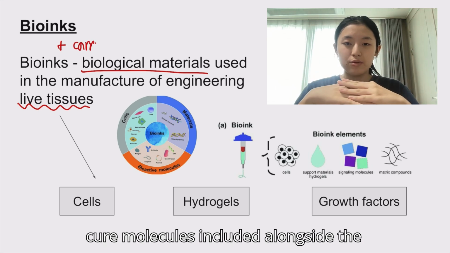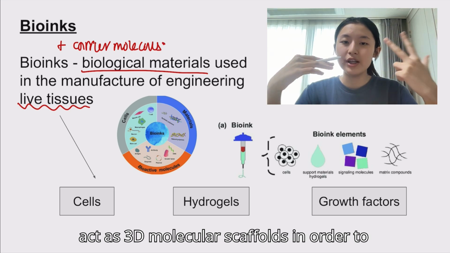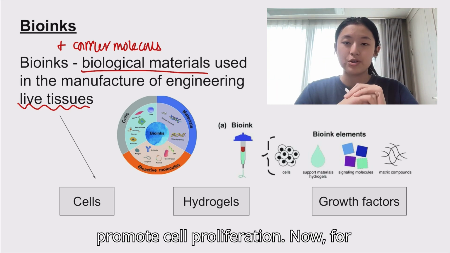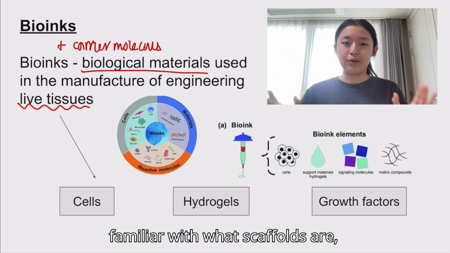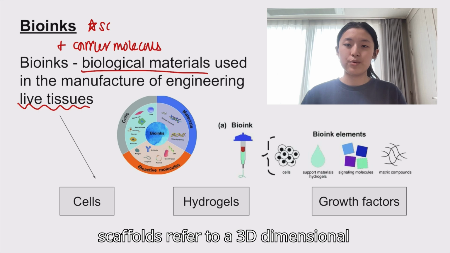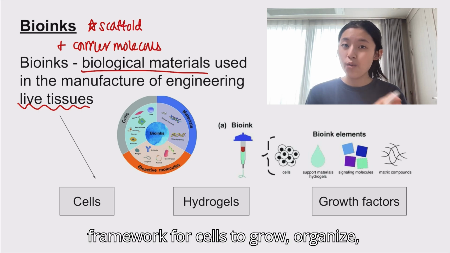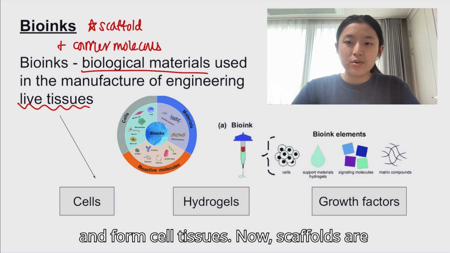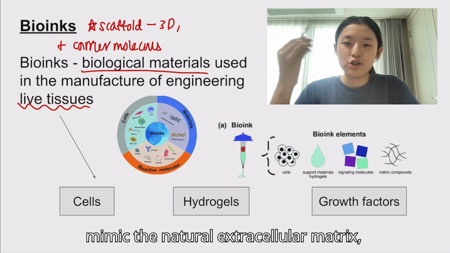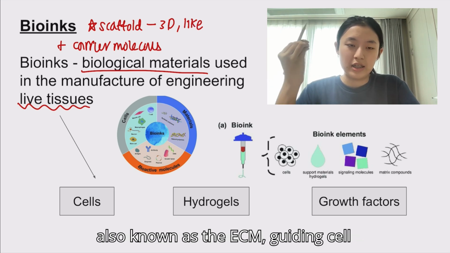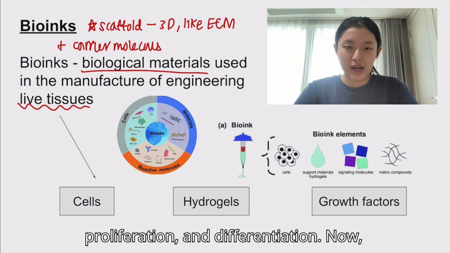Common carrier molecules included alongside the cells in bioink are biopolymer gels that act as 3D molecular scaffolds in order to promote cell proliferation. For those of you who may not be familiar with what scaffolds refer to, a scaffold is a three-dimensional structure that provides a supportive framework for cells to grow, organize, and form tissues. Scaffolds are essential in tissue engineering as they mimic the natural extracellular matrix, also known as the ECM, guiding cell behavior such as adhesion, migration, proliferation, and differentiation.